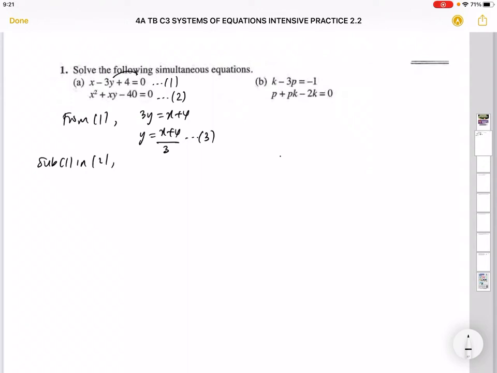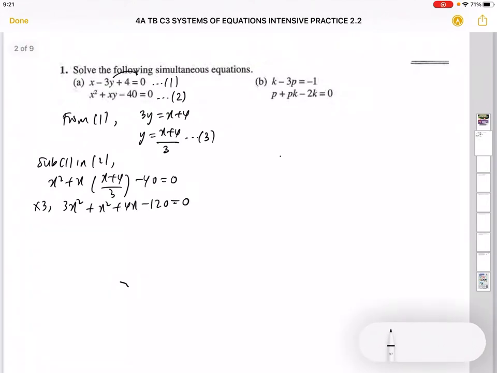The moment I substitute here, I don't write y anymore, I write x plus 4 over 3. In order to get rid of the fraction, I just multiply everybody by 3. So this will be 3x squared. The moment I multiply by 3, the 3 cancels off. I'm just going to leave this here, and I will have x squared plus 4x minus 120. We can still add them up. The 3x squared and x squared, when you add up, you get 4x squared. There's 4x minus 120, and we can still divide by 4 to make the numbers smaller. So x squared plus x minus 30 equals 0.